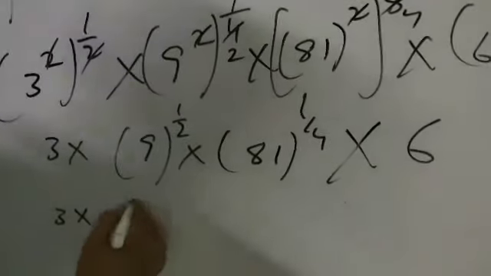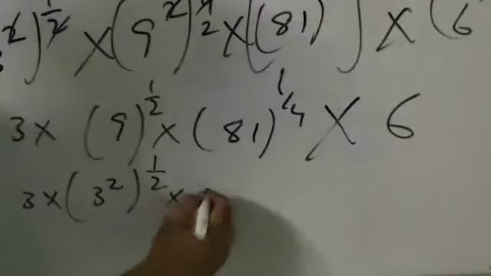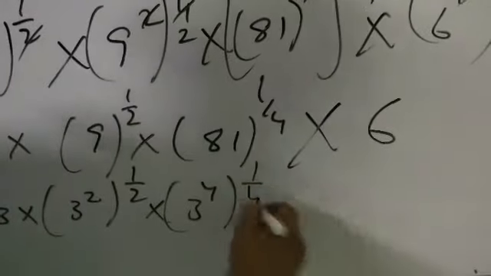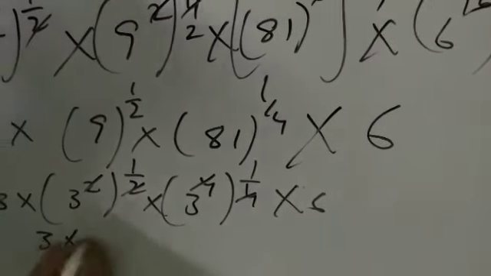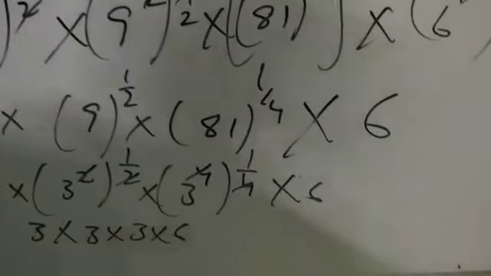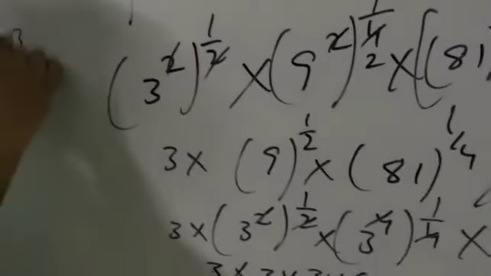9 की whole power 1 by 2, 3 square into 1 by 2, and this is 3 power 4 into 1 by 4 into 6. 4 is cancelled and 2 is cancelled. 3 into 3 into 3, 3 times and 6. The answer is 3 cube into 6, which is the answer of this question, 63.